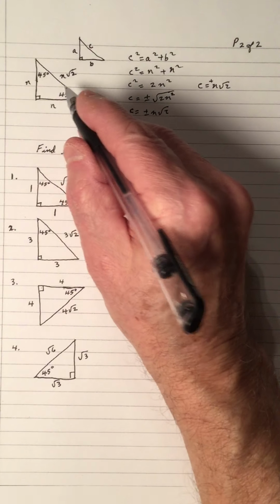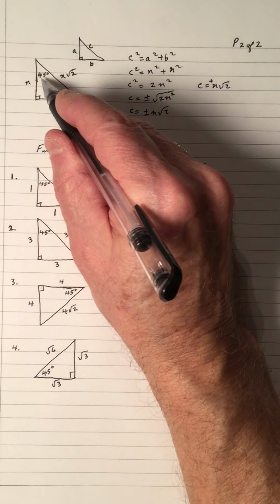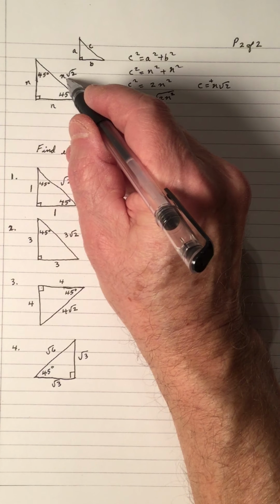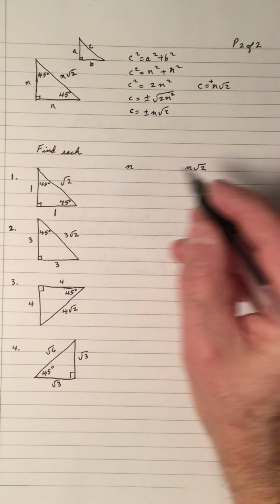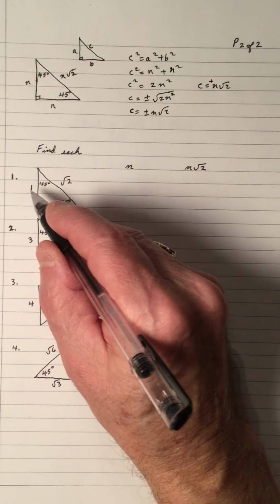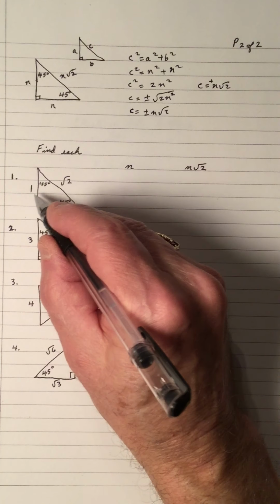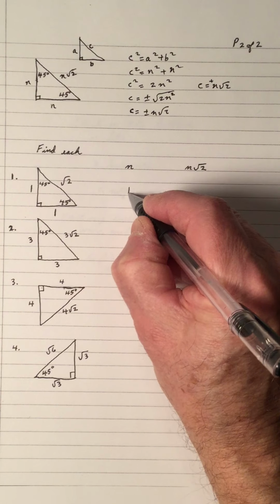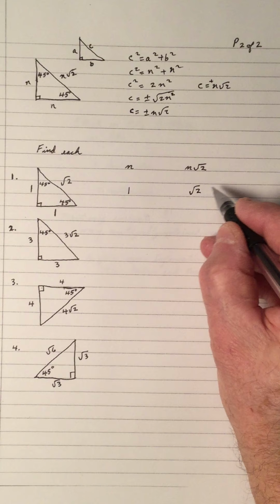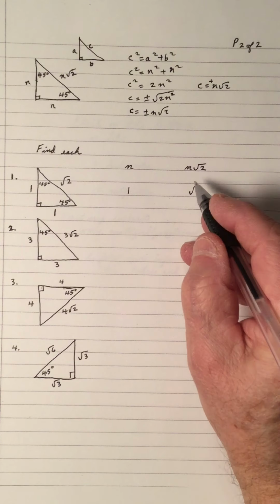So knowing the triangle, n root 2, notice the 45s are equal, so the sides opposite are equal, so n and n. So the hypotenuse is n root 2. In that case, we have a 45, 45, 90 triangle. We got a 1, 1, root 2. So opposite the 45-degree angles is n, which is 1, and the hypotenuse is opposite the 90, which is root 2. So notice n is 1, and 1 times root 2 is root 2.